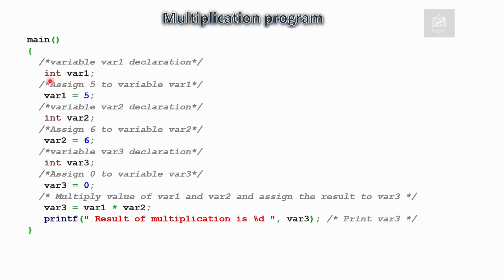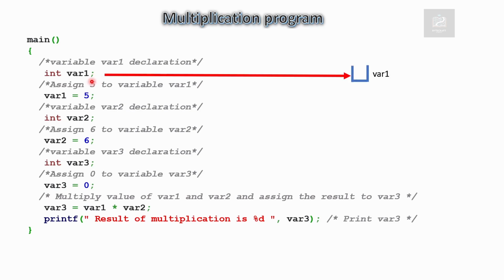There are two steps. First we have to declare it, then we have to assign it. In the declaration part, we are just declaring the variable and creating that particular container. And in the assignment part, as you can see, we have assigned the value 5 to this variable 1. With this assignment, we are filling that container with a value, which is 5. The same thing applies to the other variables. For variable 2, we have assigned the value 6, and for variable 3, we have assigned the value 0.